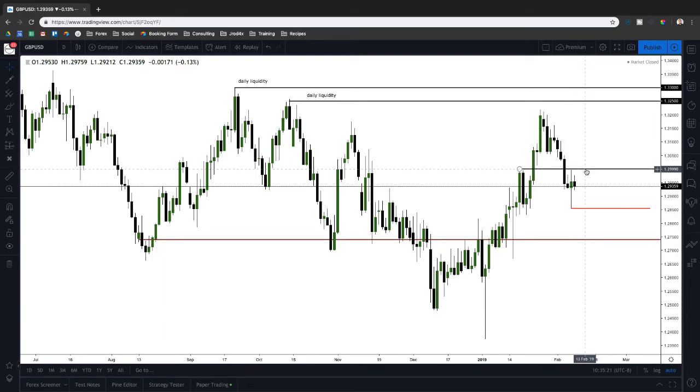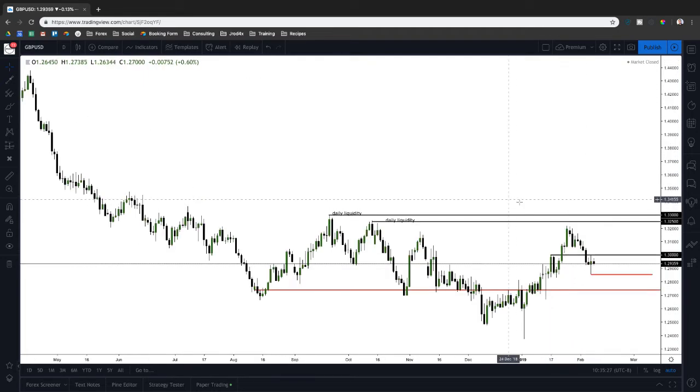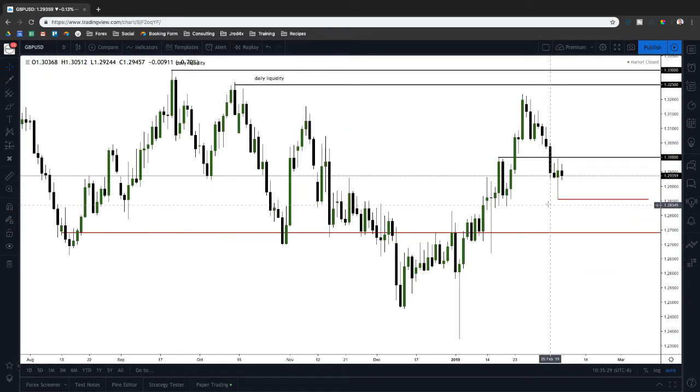Now, if we never get above the 1.30 big figure and we get below Thursday's low, I'm not going to do anything with this pair. I'm just going to sit here and observe it for the week, but I'm not going to trade it at all. I'll just primarily focus on euro dollar. Okay, so I just want that to be clear for you guys.